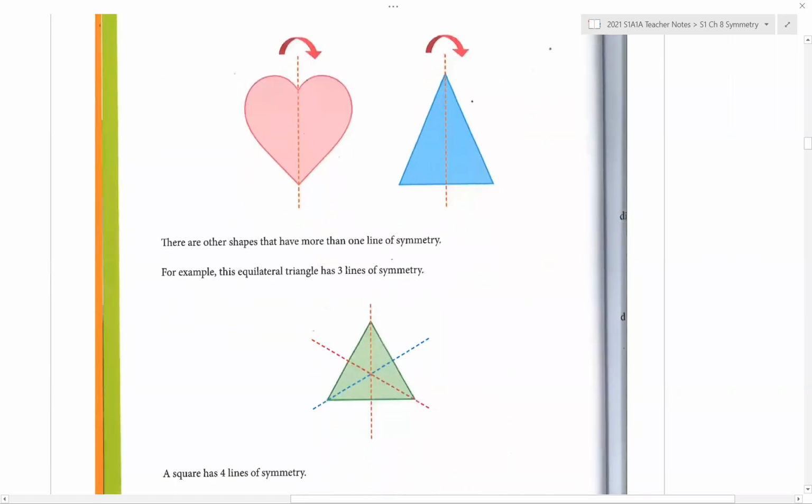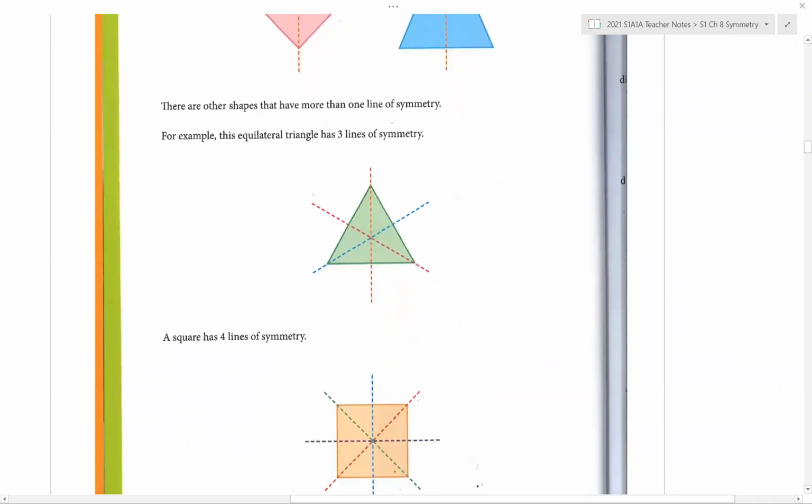Some shapes have only one line of symmetry. For example, this heart shape. For example, the blue triangle, only one line of symmetry. Some shapes have got more. For example, this equilateral triangle.